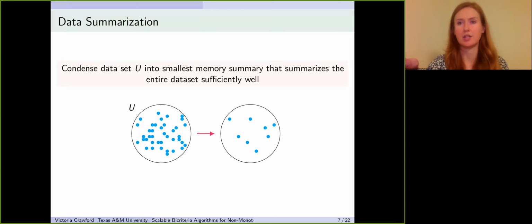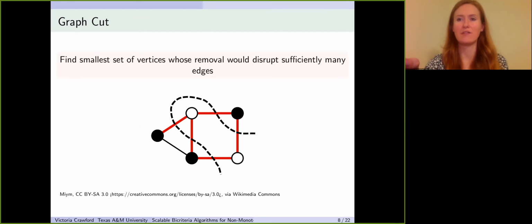If we look at data summarization again, submodular cover would arise if we were formulating an optimization problem describing how we want to condense this set U down into the smallest memory set possible, but it gets F above some threshold, which would correspond to summarizing the entire data set sufficiently well. And in graph cut, submodular cover would mean we want to take the smallest set of vertices whose removal would disrupt sufficiently many edges.